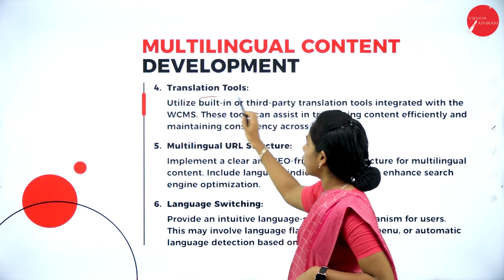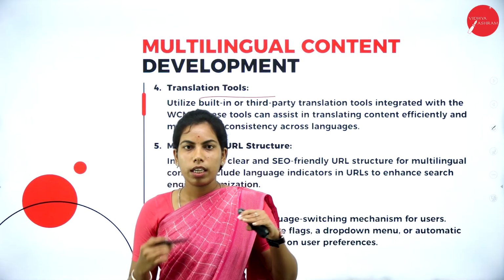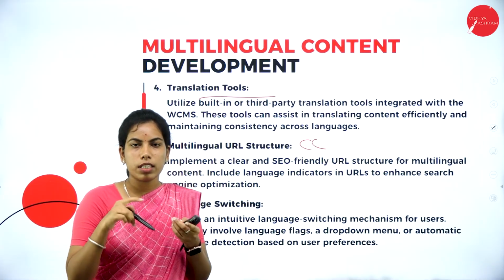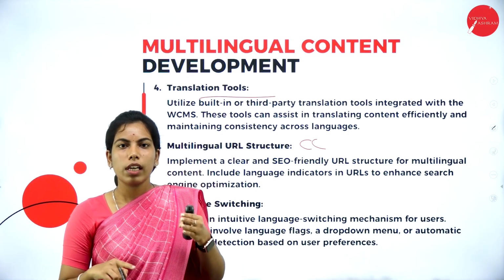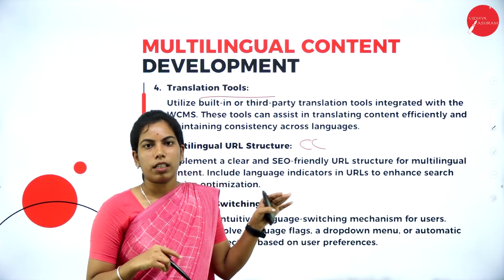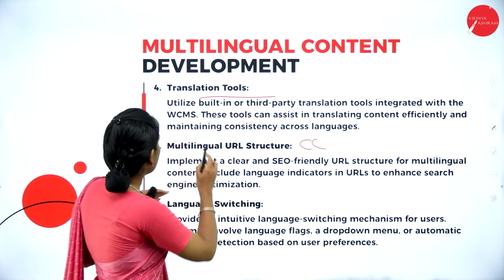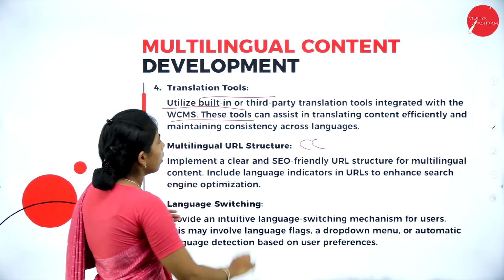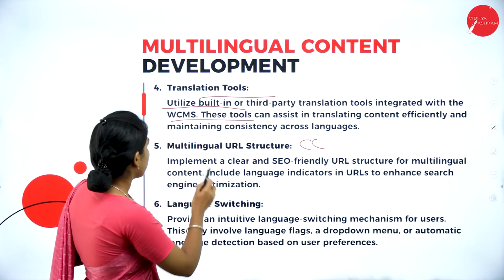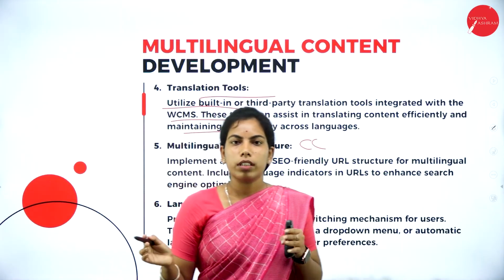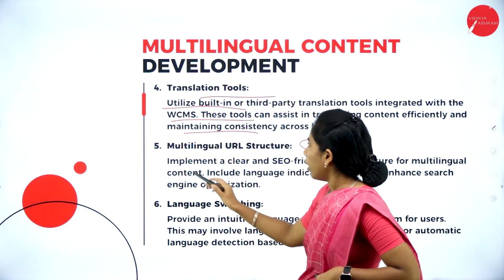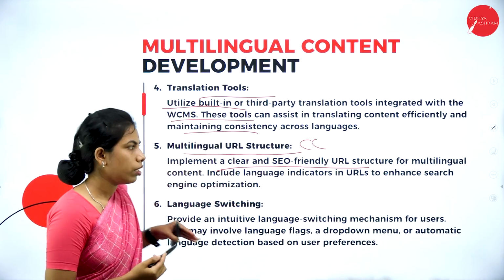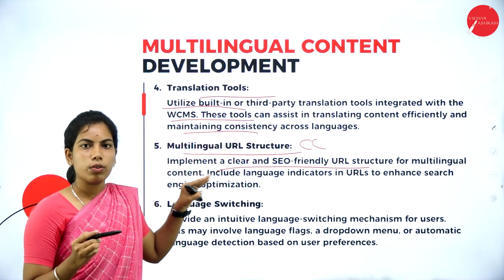And next we can see translation tools. For example, in YouTube videos you already see CC. If you enable the subtitles, you can understand, if the subtitles are in Hindi, English, Urdu and so on. If they do not provide the subtitles, we can't understand that video, right? That is what translation tools are. Utilize built-in or third-party translation tools integrated with the WCMS. These tools can translate the content effectively, and the video can reach all over the world and users can access it more. And multilingual URL structure: implement a clear, SEO-friendly structure. With a multilingual structure, it must have a correct URL, then only the user can access it.